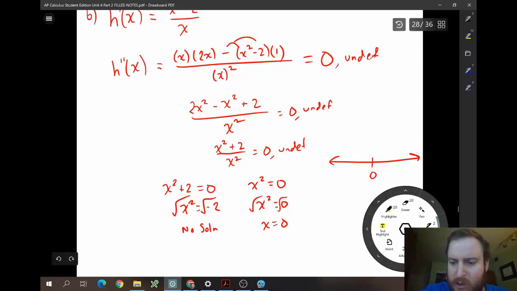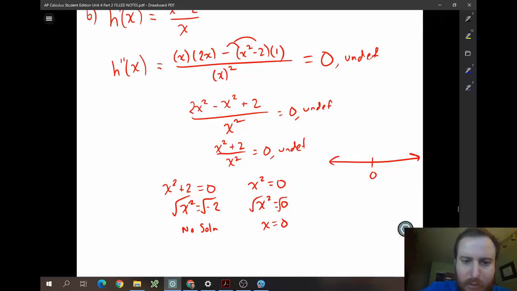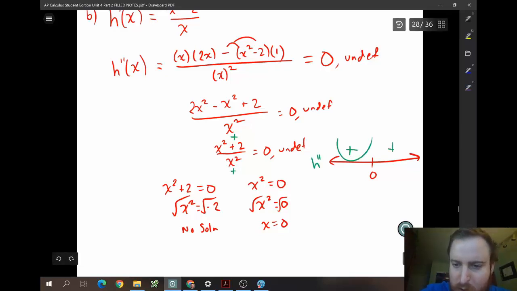We're going to plug in a number smaller than 0, say negative 1. Negative 1 squared is positive 1, plus 2 gives us a positive answer. Negative 1 squared is positive again. And then if we plug in positive 1, 1 squared plus 2 is positive, 1 squared is positive, so we get positive again. We want to make sure we label this as well, h double prime. So concave up and concave up.